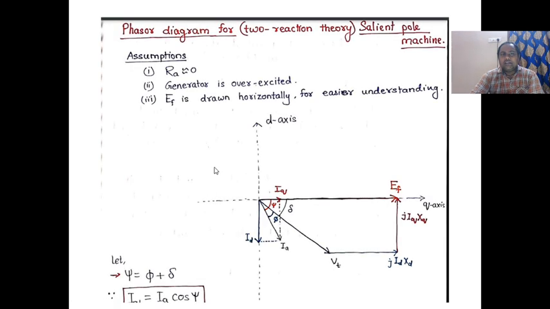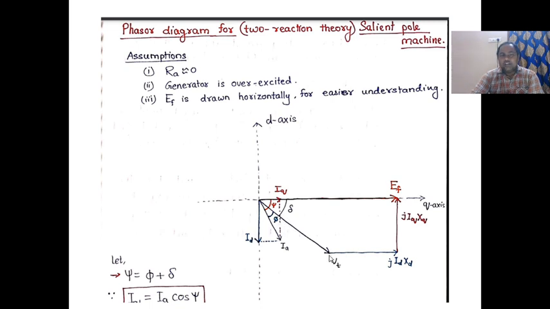The phasor diagram of the two reaction theory was already explained in the previous session. Once again I repeat, the assumptions are: armature resistance is approximately 0, the generator is overexcited, and Ef is drawn horizontally. Here Ef is the induced EMF. Already I told that take Vt or V phase as the reference. Ia and Id are both lagging. We draw anti-clockwise. Iq and Id must be 90 degrees. That is very important here.